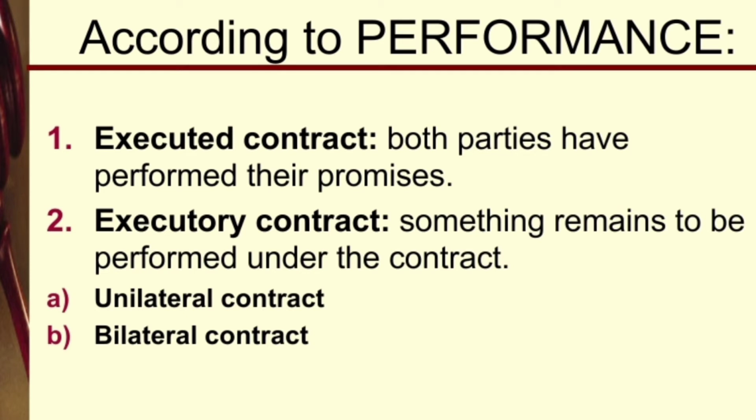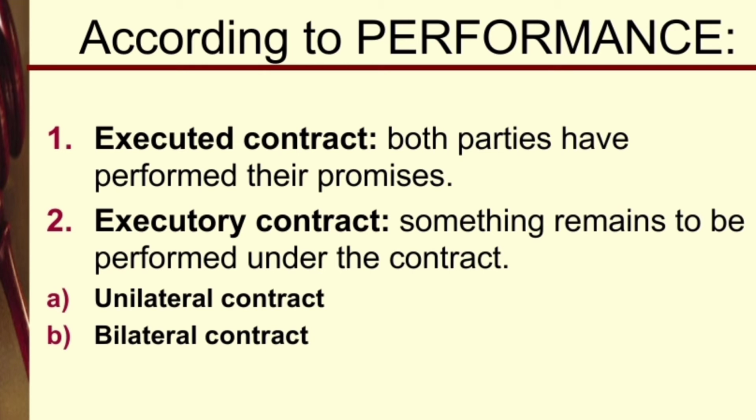And as far as executory contracts are concerned, there is a further subdivision between two types, that is unilateral contracts and bilateral contracts. In this short lecture, I am only going to be discussing the difference between executed and executory contracts. And in another lecture, I am going to be discussing the difference between unilateral and bilateral contracts, which is basically a subcategory of executory contracts.